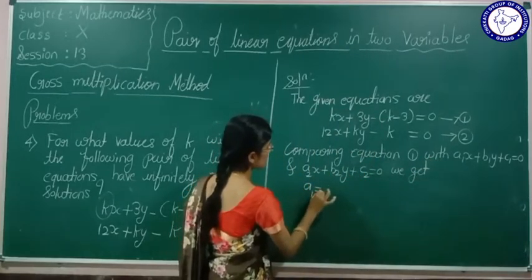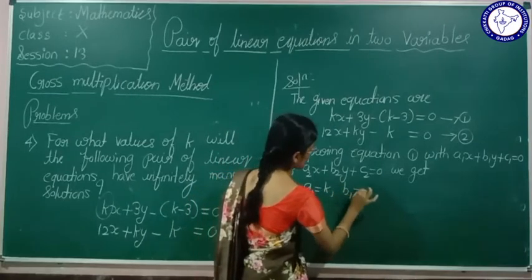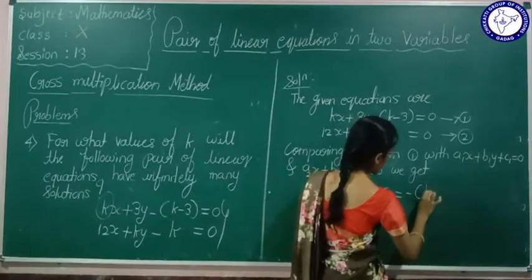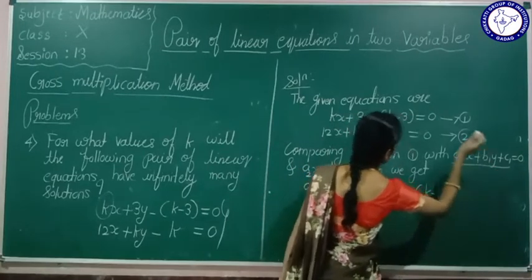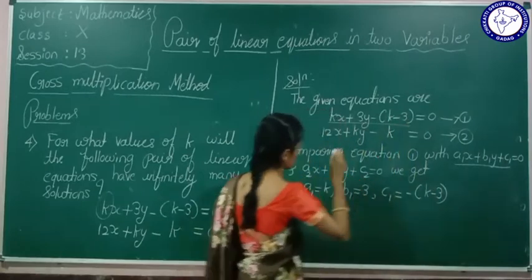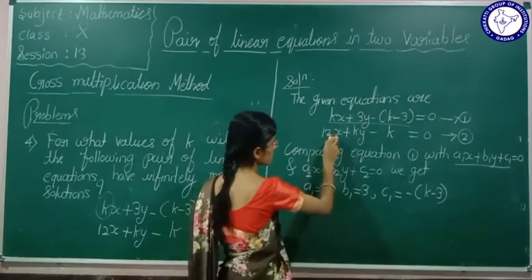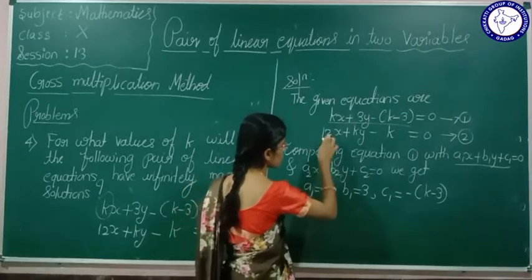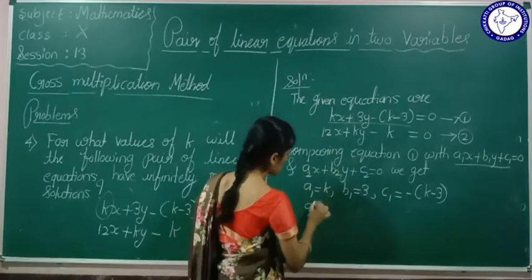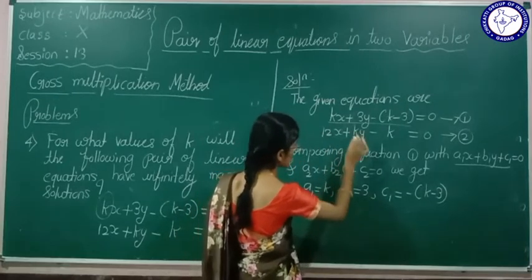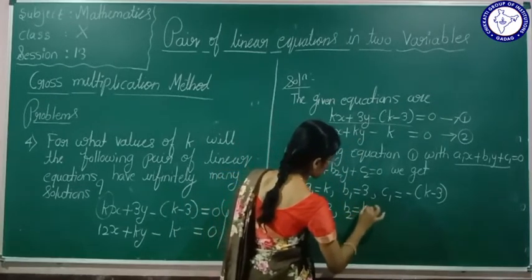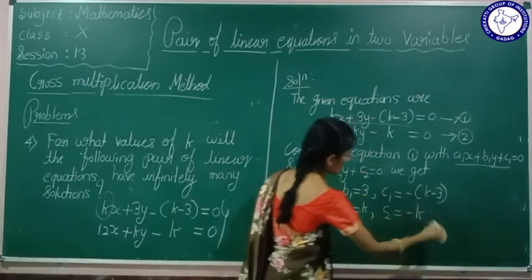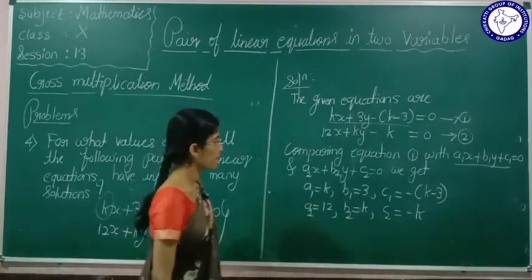Here a1 is nothing but k, b1 is 3, c1 is minus k minus 3. So compare equation 2 with this, a2 is nothing but 12, b2 is nothing but k, c2 is nothing but minus k.